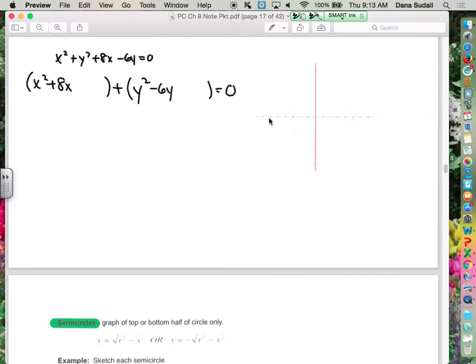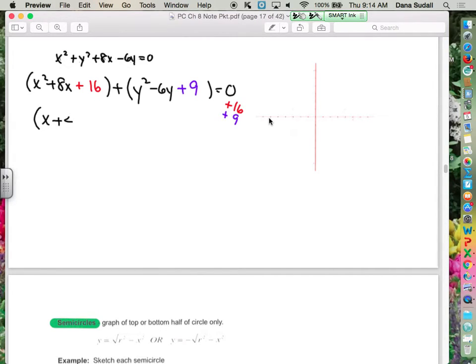And then we're ready to complete the square. So half of 8 is 4. 4 squared is 16. So since I added 16 to the left side, I'm going to add 16 to the right side. And then for y, half of the 6 is 3. 3 squared is 9. Since I added 9 to the left, I'm going to add 9 to the right. And now we can FOIL this and write this as a perfect square trinomial.